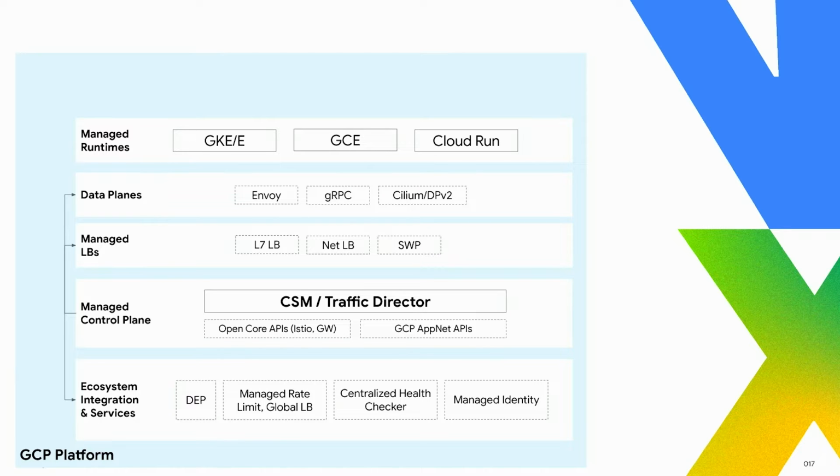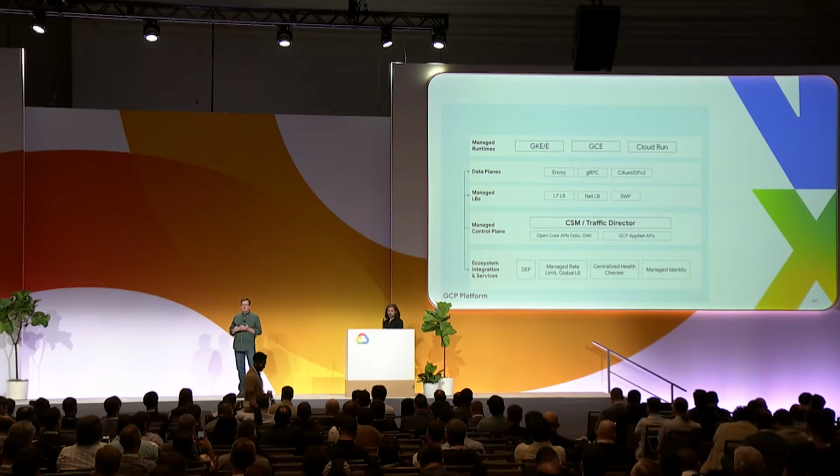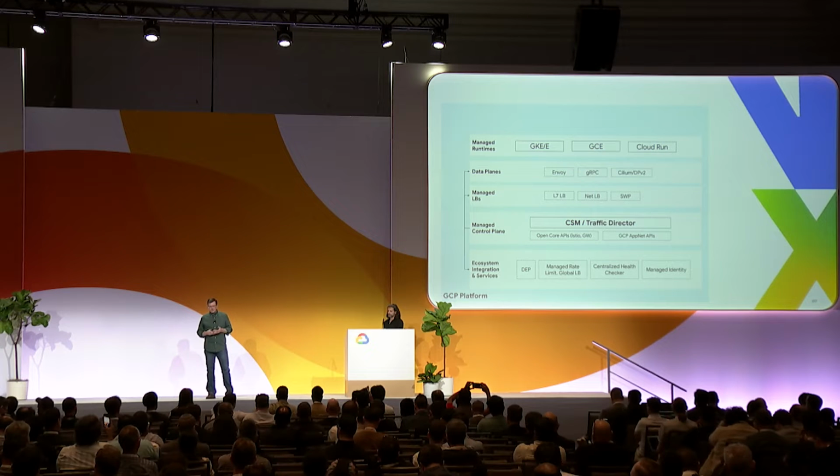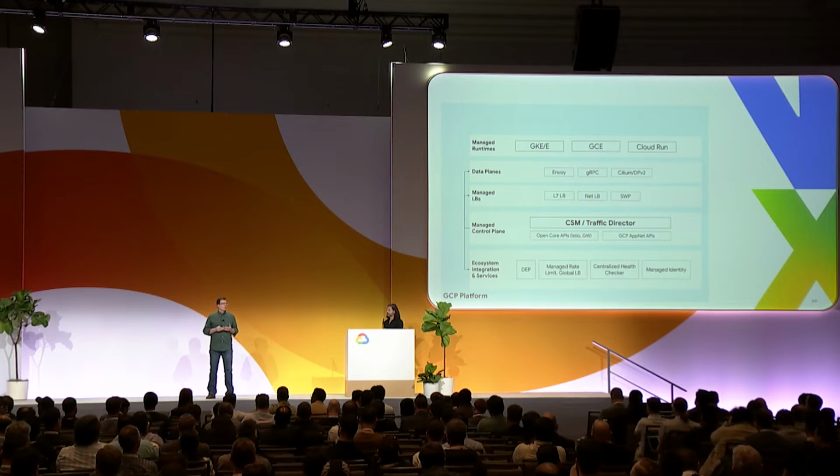You want it integrated into the enterprise. So customers have really told us they want this integration in GCP. So we'll be doing a lot of integration with other networking components. This has already begun. But things like DEP, the Data Extensibility Platform, allowing Envoy filters, service callouts, things like that. Managed global rate limiting, and global load balancers integrated with the Service Mesh.